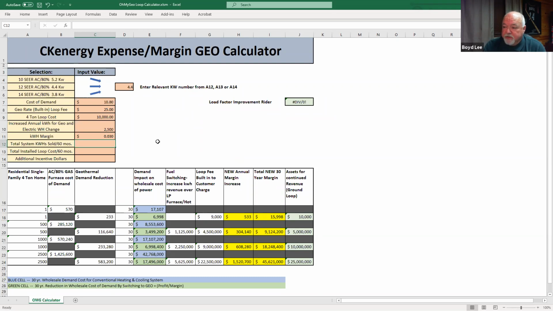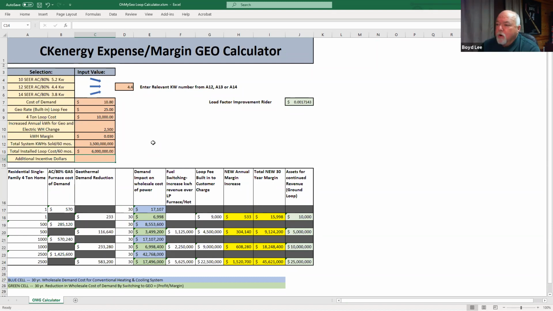All right, and I'll explain how we do that here in just a second. But I'm going to put in 3.5 billion. Okay, and let's say that I've got $6 million worth of loops at any one time that's being financed. So there's $6 million. Okay, and I'll reserve the spot. Additional incentive dollars is like if you want to put in extra rebate money towards the geo installation, you can account for it in that slot to see what your impact is.